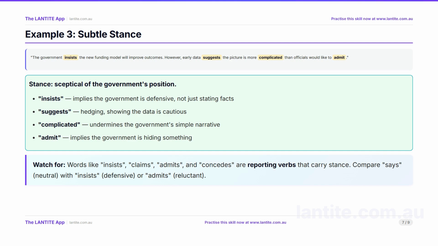And then, more than officials would like to admit. Admit implies the government is hiding something or reluctant to acknowledge the truth. These are reporting verbs, and they carry enormous stance. Says is neutral. Insists is defensive. Admits suggests reluctance. Claims implies doubt. Always pay attention to the verb used to describe what someone said.